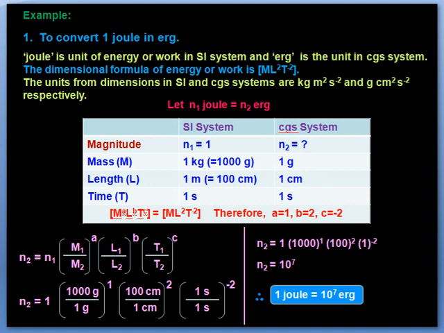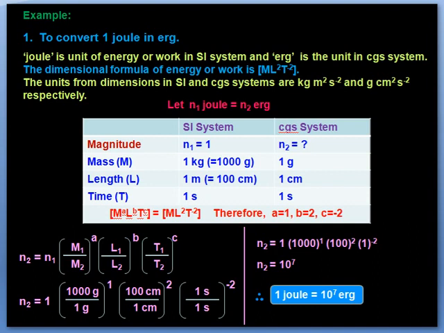So for example, to convert 1 joule into erg: joule is the unit of energy or work in the SI system, and erg is the unit of the same physical quantity, energy, in the CGS system. The dimensional formula of energy or work is M L square T raised to the power of minus 2. You are all familiar with how the dimensional formula of work or energy is derived. The units from dimensions in SI and CGS systems are kg meter square per second square and gram centimeter square per second square respectively.